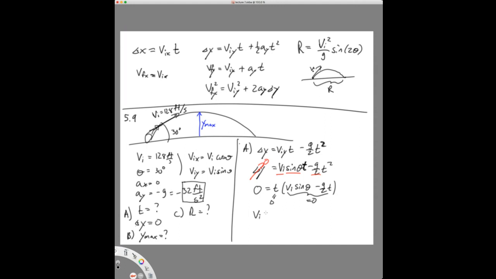So we just set that expression Vi sine of theta minus g over 2 t equal to 0. And a little bit of algebra gives us Vi sine of theta equals g over 2 t. And that's going to give us t. By multiplying both sides by 2 and dividing by g, we get 2 Vi sine of theta over g. So we have an expression for the time. And we can plug in our numbers for that. Let's go to the next page.